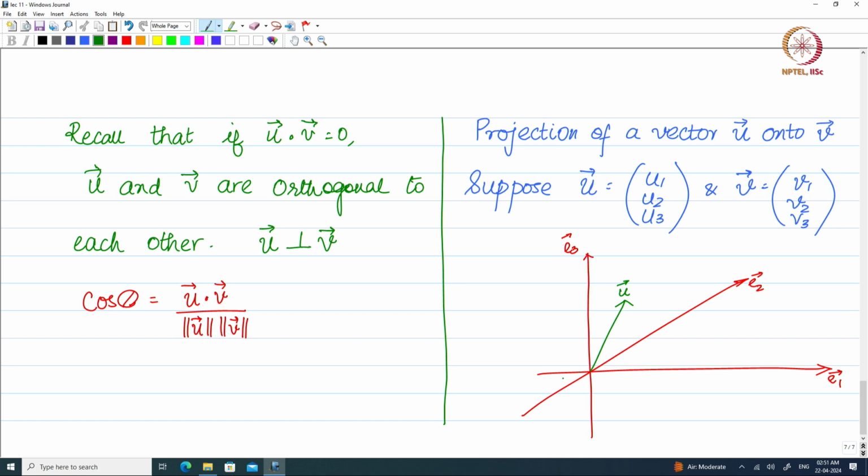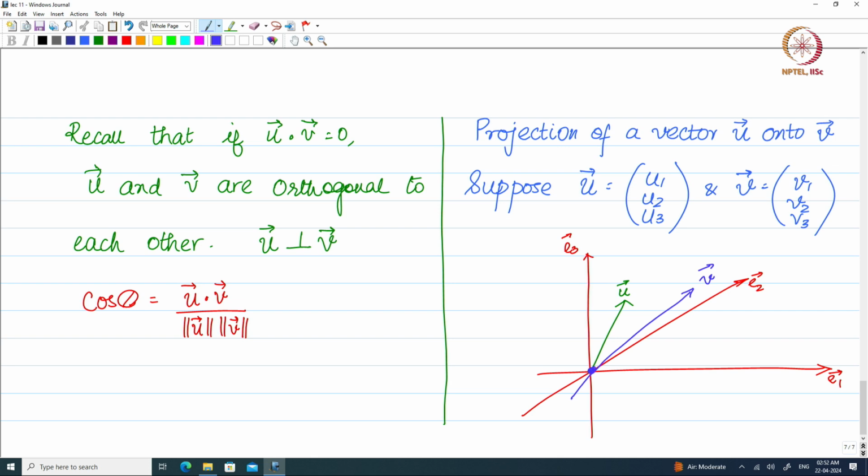So, we are going to have another vector v along this direction. Let us take this to be the vector v. That means you are going to have a line passing through the origin along the direction of v. So, this is the vector that I am going to have.